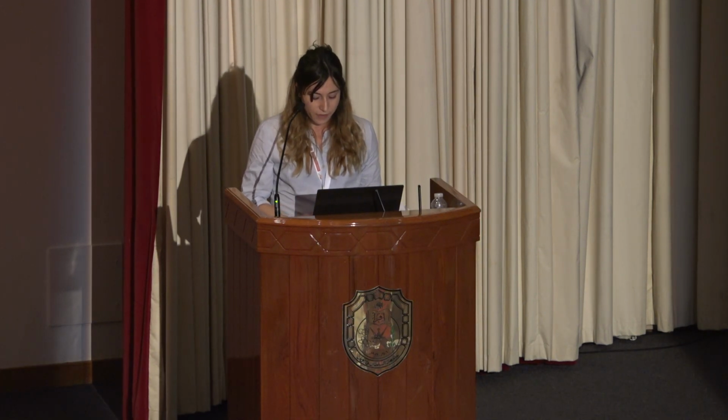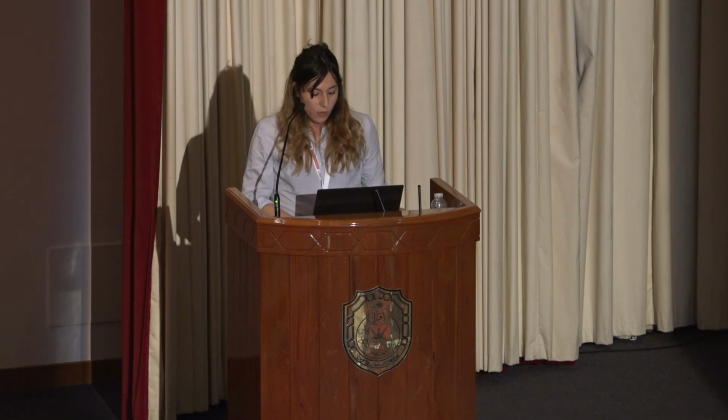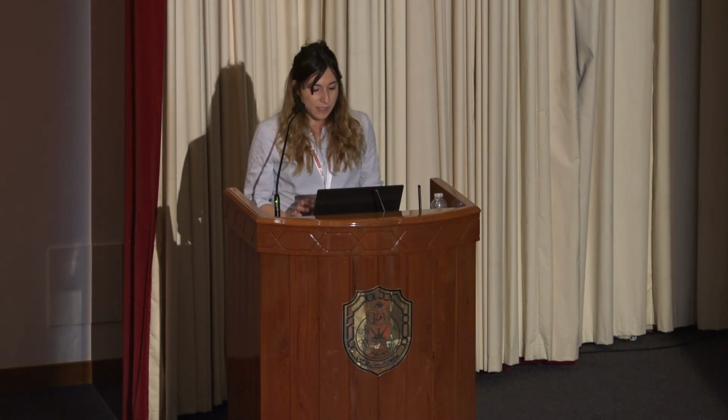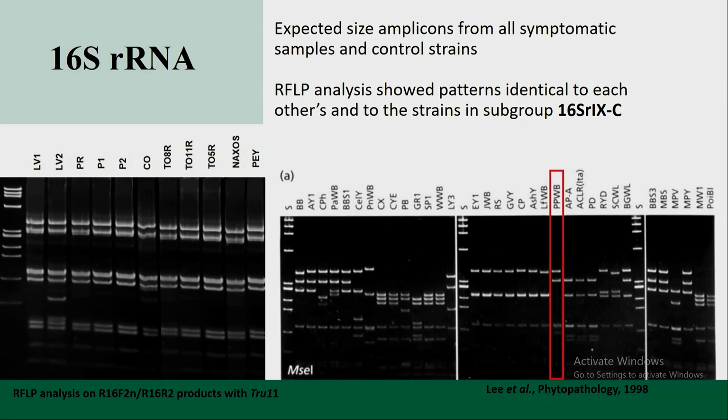So the PCR assays with the primers amplifying the 16S ribosomal gene of phytoplasma produced the expected size amplicon for all symptomatic samples and control strain. RFLP analysis showed patterns identical to each other and to the strain in subgroup G.